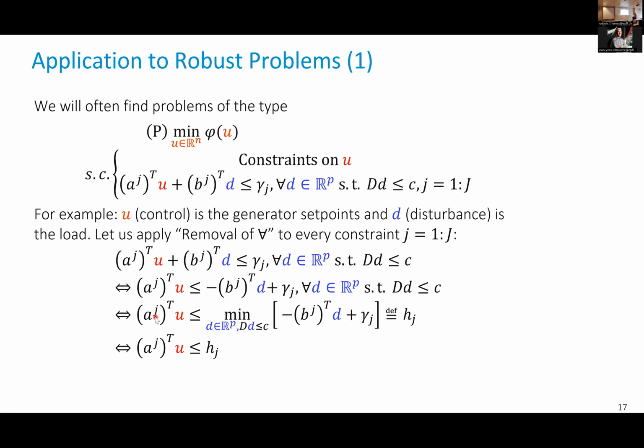So we can say that this constraint is equivalent to saying that the inner product of Aj and U, where j is the label of the constraint, the jth constraint, is less than this. Now what is this? Well, that's the solution of an optimization problem with respect to the disturbance D, but it does not involve the control U. So I can solve it offline. I can pre-process my problem and solve this. The result of this optimization problem gives you a number Hj, and then this is equivalent to this inequality here, which now does not have any quantifier, any disturbance, and solves the issue.